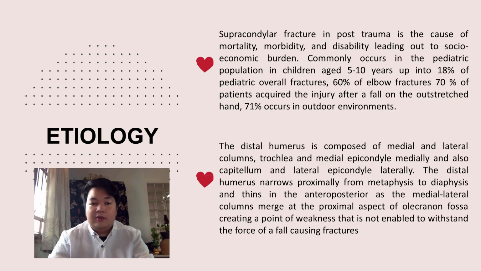The distal humerus is composed of medial and lateral columns, with the trochlea and medial epicondyle medially, and the capitellum and lateral epicondyle laterally. The distal humerus narrows proximally from the metaphysis to the diaphysis and tends in the anteroposterior direction as the medial and lateral columns merge at the proximal aspect of the olecranon fossa, creating a weak point that cannot withstand the force of a fall, causing fractures.